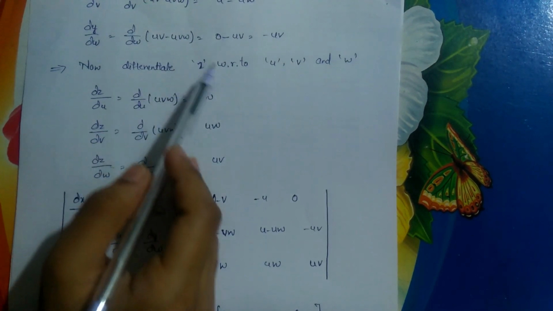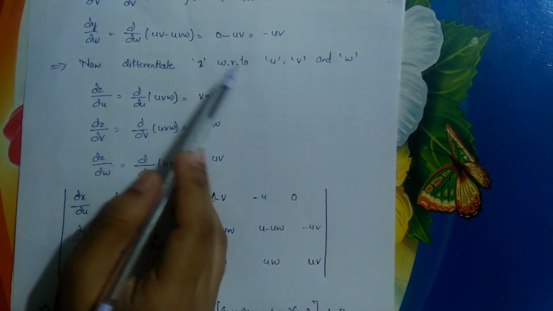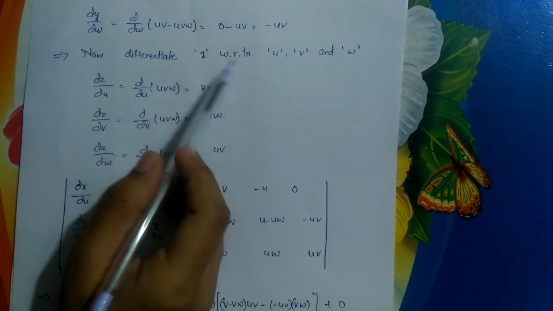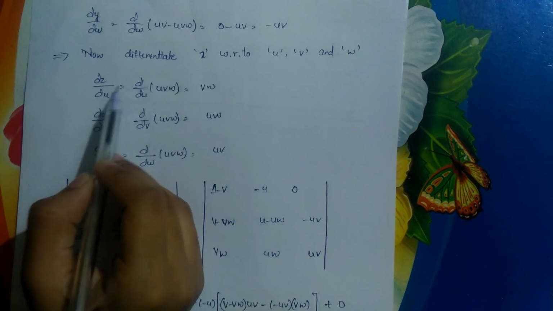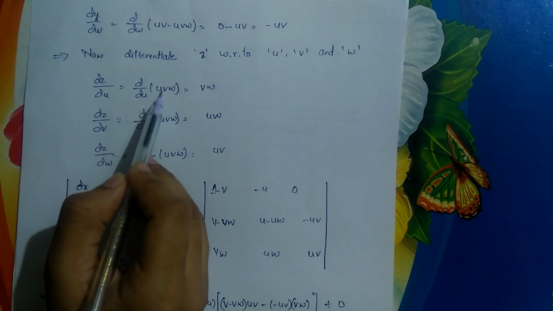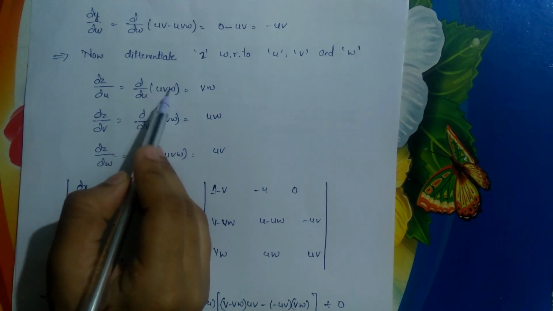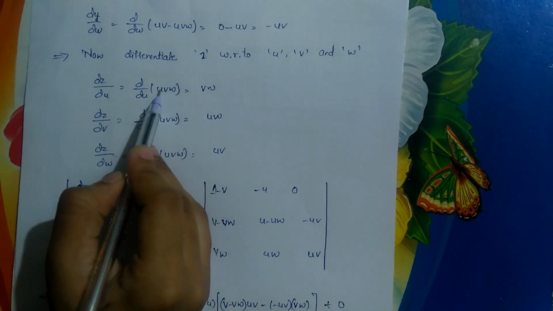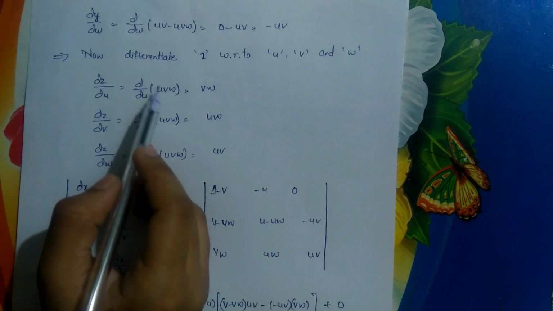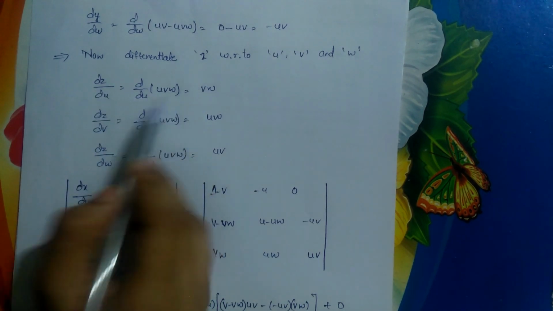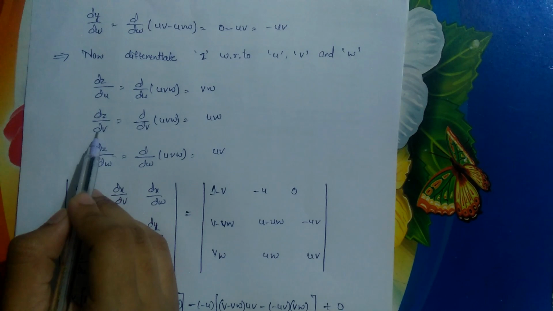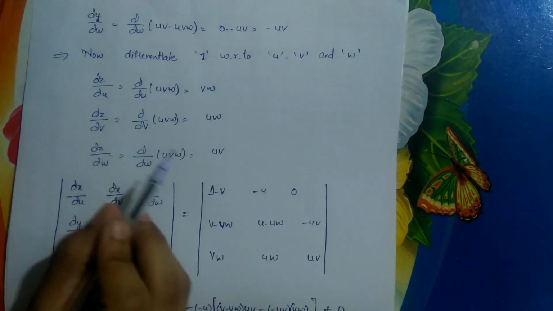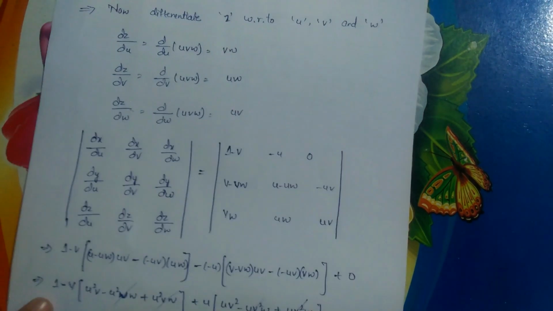Now differentiate the z equation with respect to u, v and w. Then z with u, that is ∂z/∂u is equal to ∂/∂u of uvw. Here vw is treated as constant, so write vw as it is, and differentiation of u with respect to u is 1, so ∂z/∂u is equal to vw. Similarly ∂z/∂v is uw, and ∂z/∂w is uv.